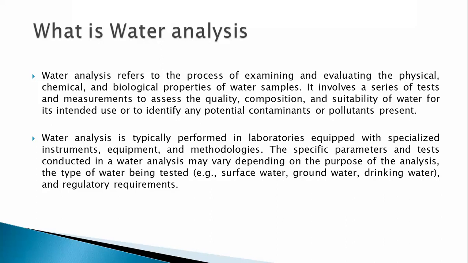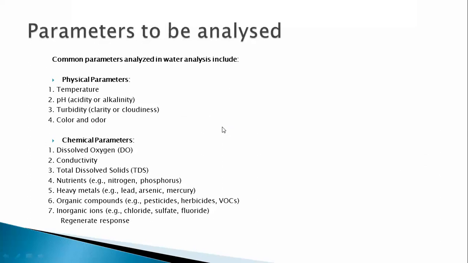Okay, so the specific parameters and tests conducted in a water analysis may vary depending on the purpose of the analysis, the type of water being tested, e.g. surface water, groundwater, drinking water, and regulatory requirements. Okay, so we go to common parameters analyzed in water analysis. So you have the physical parameters. One, you are going to be checking the temperature. You are going to be checking the pH, that's the acidity or alkalinity.